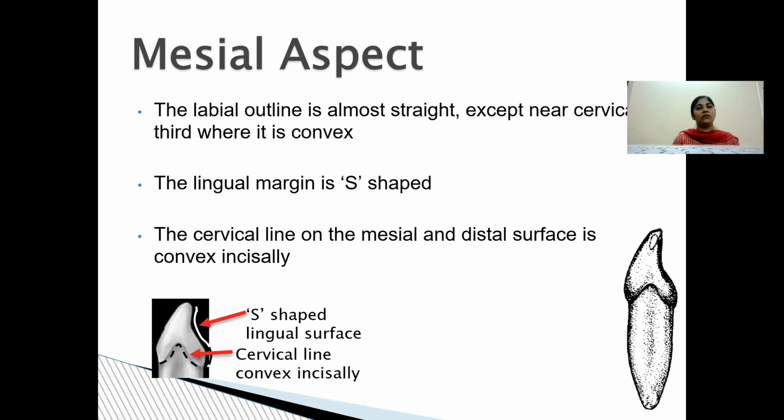The picture below shows the mesial surface and the depth of the cervical line, which is deeper on the mesial aspect compared to that of the distal aspect. You can see the S-shaped lingual surface also, as it is noted there, and the cervical line which is convex incisally. And the convexity on the mesial surface, the depth is 3 mm compared to that of the distal, where it is only 2 mm.